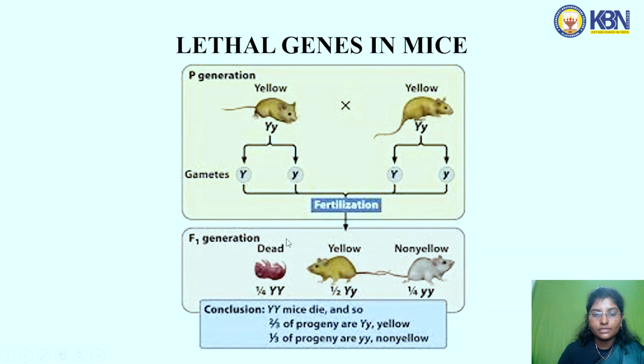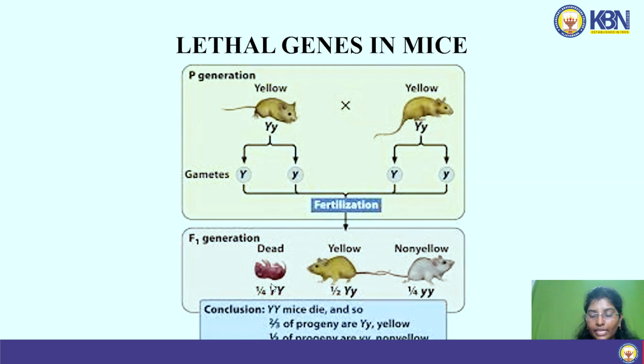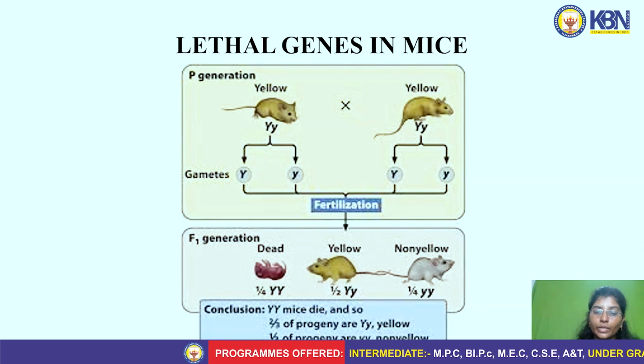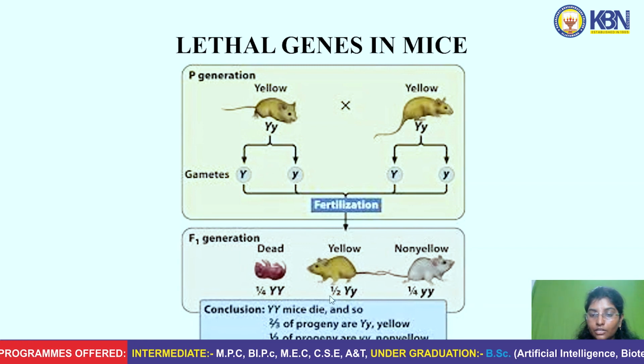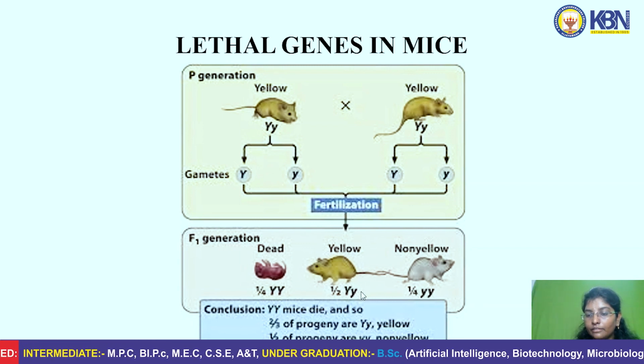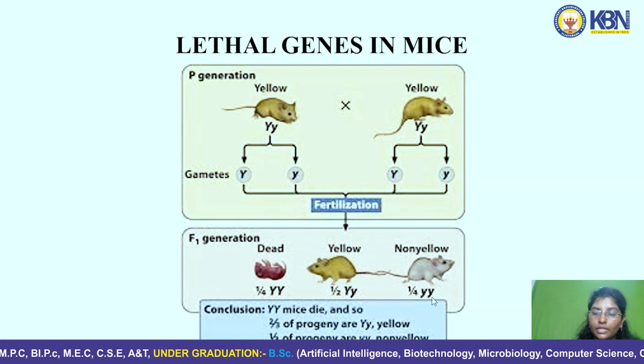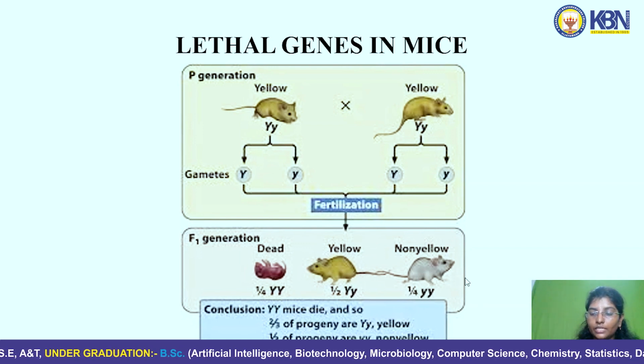When they got fertilized in the F1 generation, 25% of mice have the homozygote condition, here we can observe the homozygote condition in yellow color, capital Y. These capital Y alleles carry a lethal gene. That way 25% of the mice are dead, and in the heterozygote condition yellow will be fine. And this is the non-yellow, which consists of small y.